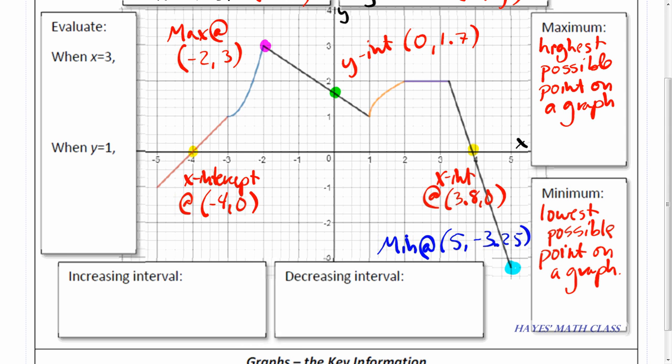Increasing intervals and decreasing intervals. Again, you might be sitting there going, that sounds pretty interesting. Okay, it's pretty straightforward. The thing to remember is that these are from left to right.